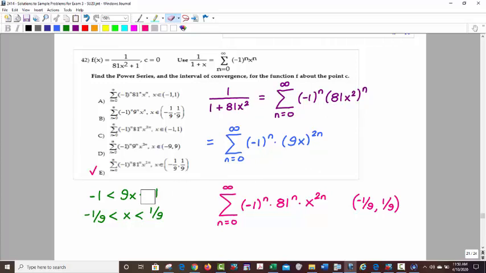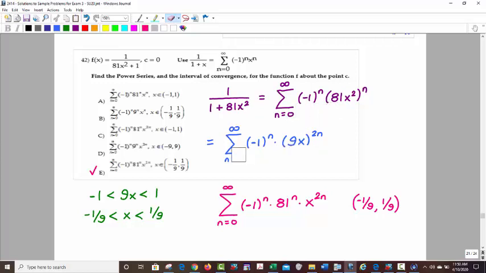So what I do is I take the 9x, and any geometric series is going to converge between negative 1 and 1. So you set it between negative 1 and 1, solve for x, divide all sides by 9. So that means it's going to be negative 1 over 9 to positive 1 over 9 is your interval of convergence.